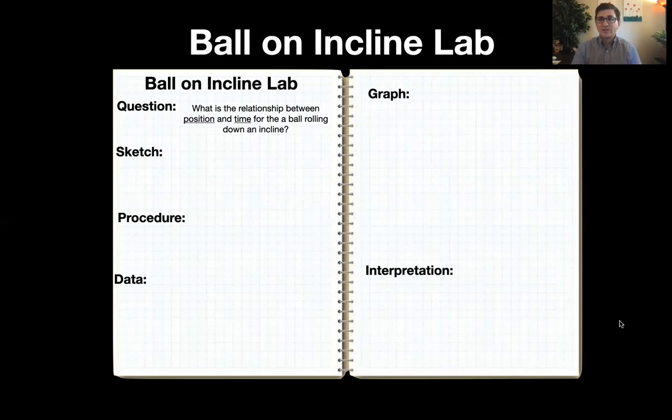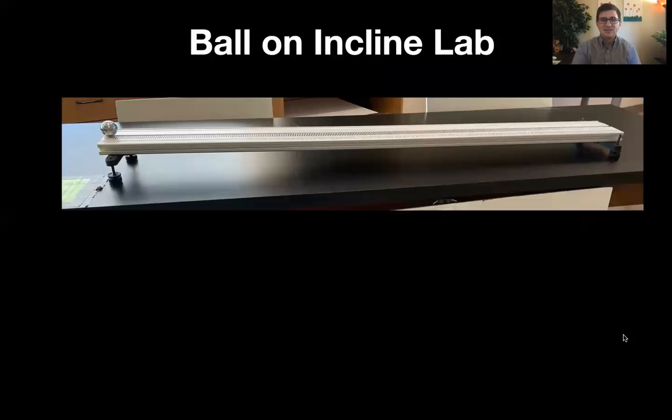So to give you a sense of what this lab is going to look like, so that we can be prepared to run it in our next class, every group is going to get an incline that looks like this. It's just going to be a ramp. And you can notice on the ramp that there are markings for every centimeter. You're also going to get a steel ball and a stopwatch or a timer.